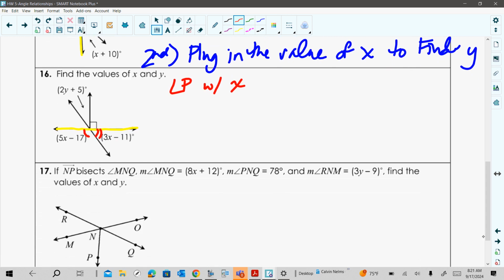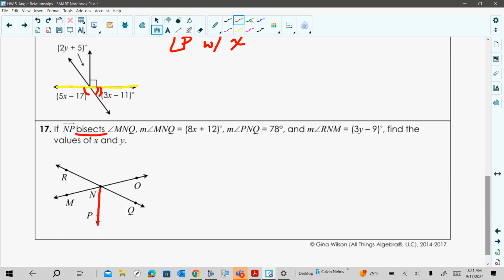On the last one, the keyword is bisects. NP is the bisector of the angle MNQ. That is the whole angle here. So the two congruent parts are such that MNQ is the whole angle.